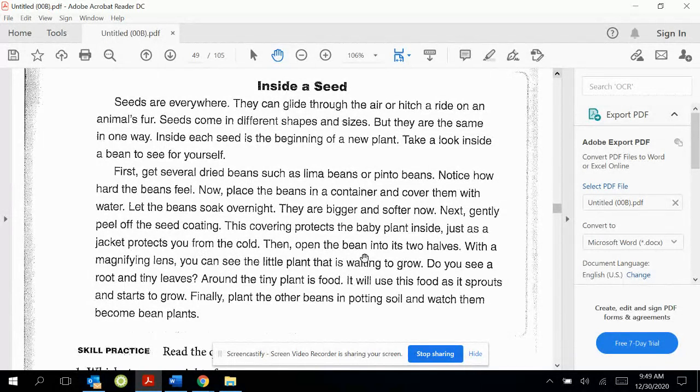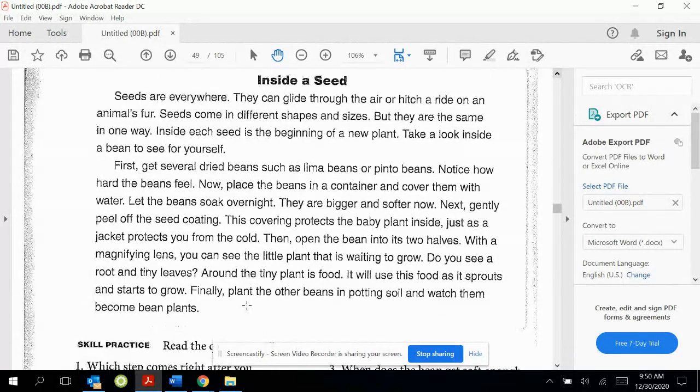Then, open the bean into its two halves. With a magnifying lens, you can see the little plant that's waiting to grow. Do you see a root and tiny leaves? Around the tiny plant is food. It will use this food as it sprouts and starts to grow. Finally, plant the other beans in potting soil and watch them become bean plants.